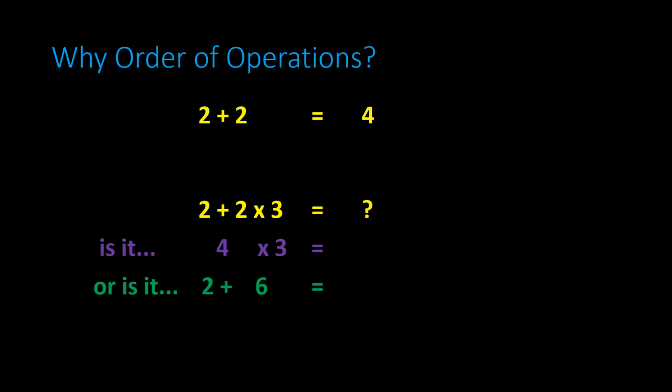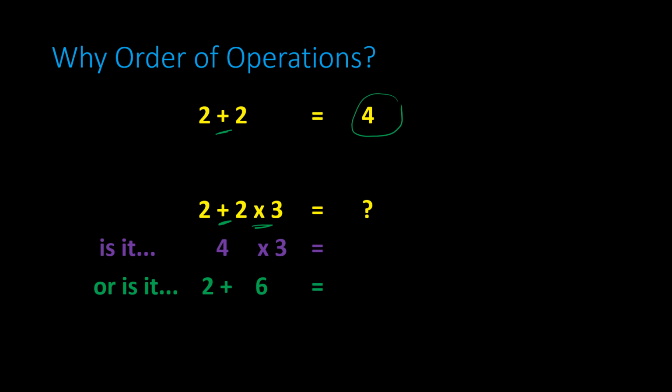So why do we need to know order of operations? Well, if you look at the first equation, you have 2 plus 2 equals 4. Now, that is using only one mathematical operation, one type. What if you use more than one type of mathematical operation? So if you look at the other equation, you have 2 plus 2 times 3. How would you do this?